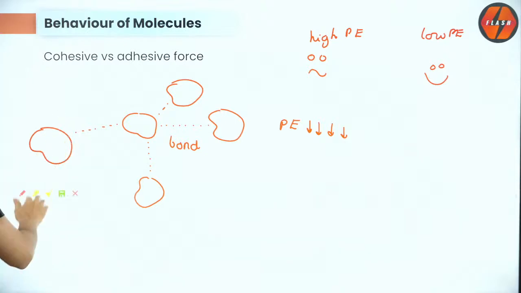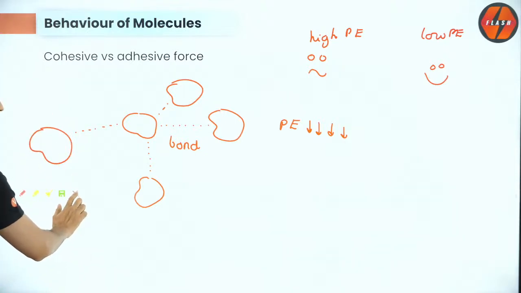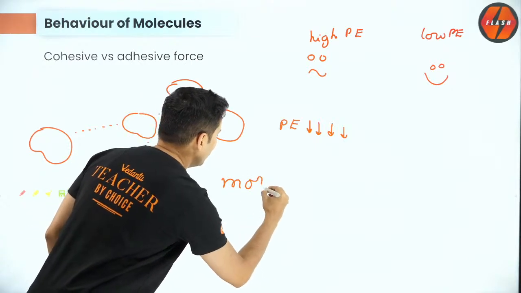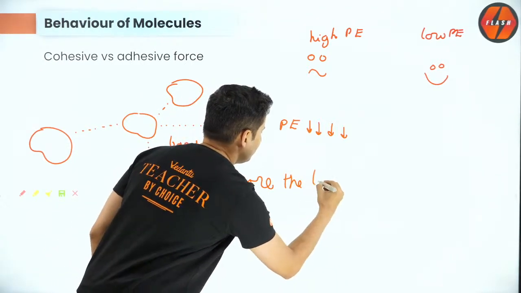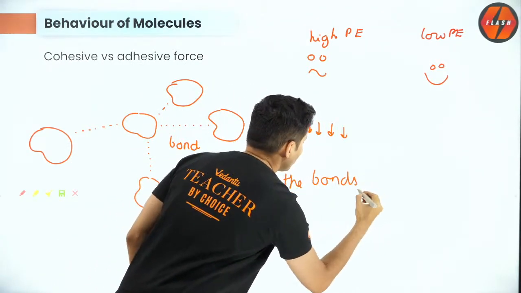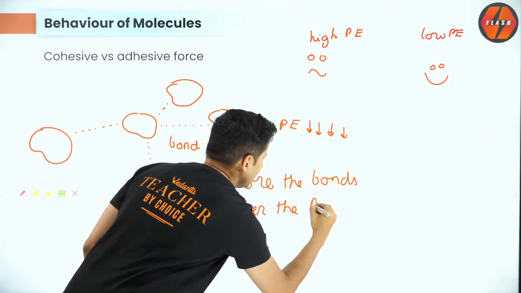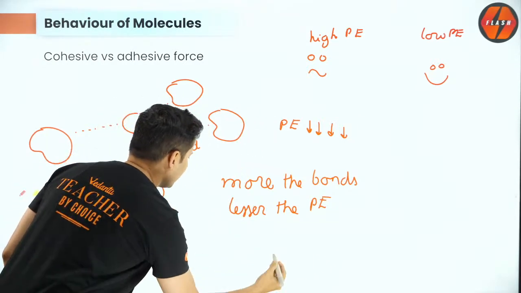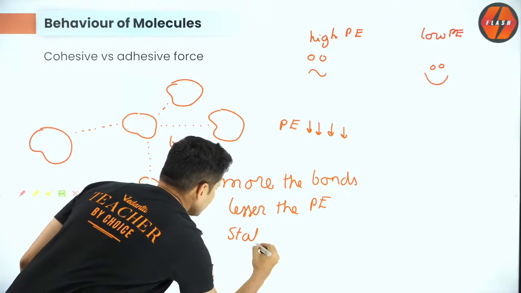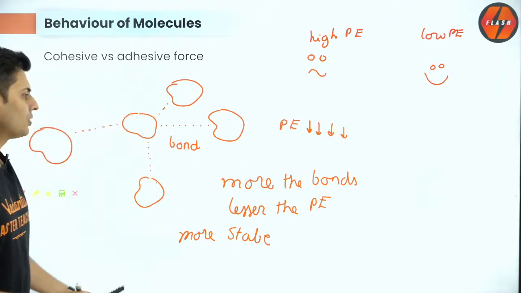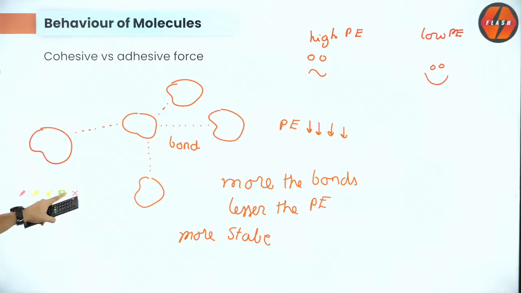Now, if this is understood, I can just write it over here. The more the bonds, the lesser the potential energy, and I can say the molecule is going to become more stable. So that is the logic of this. I hope you have written it down.